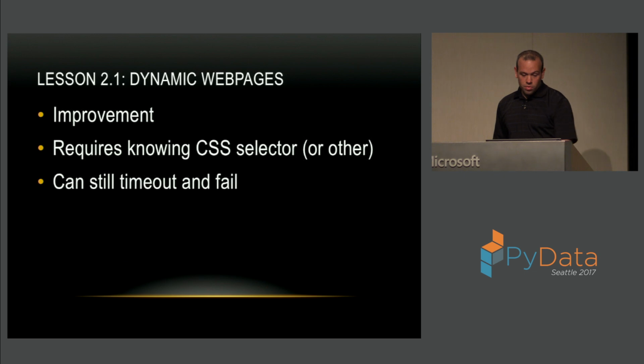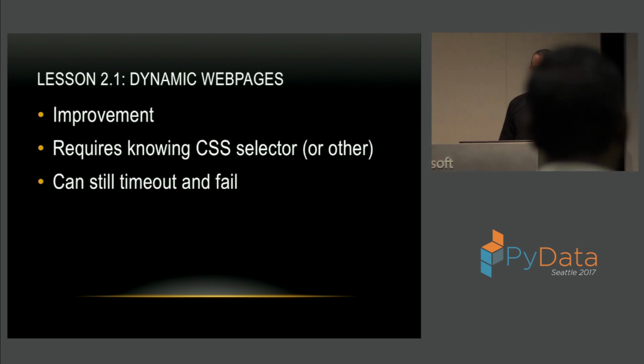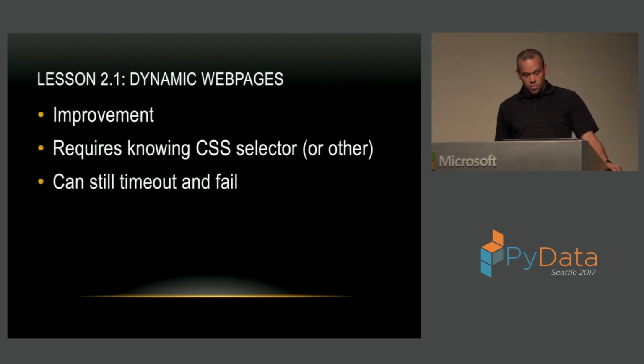And that's the issue. So that was an improvement on the time method, but it can still fail. If the website is poorly designed, which happens in the real world, you're still going to fail at grabbing the content. We also require known CSS selectors, whatever other elements you want to select from the web page.